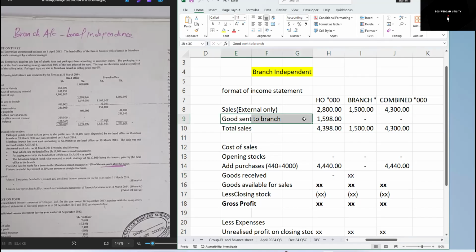So we had goods sent to the branch, which is this one. But now here, we will record at the cost price. This is at an invoice price, but you will record here as the cost price. What is the cost price? Goods received is the same as the goods sent to the branch, which is 1569.04.